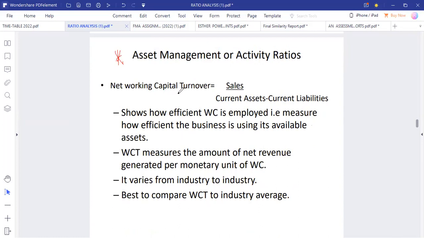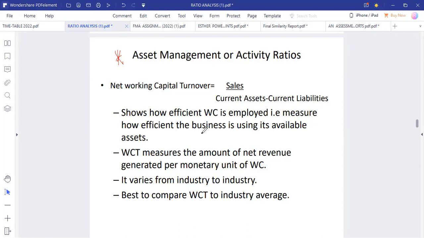Working capital is current assets minus current liabilities. So sales divided by working capital gives us the net working capital turnover. The net working capital turnover gives the measure of how efficient the business is using the available assets.